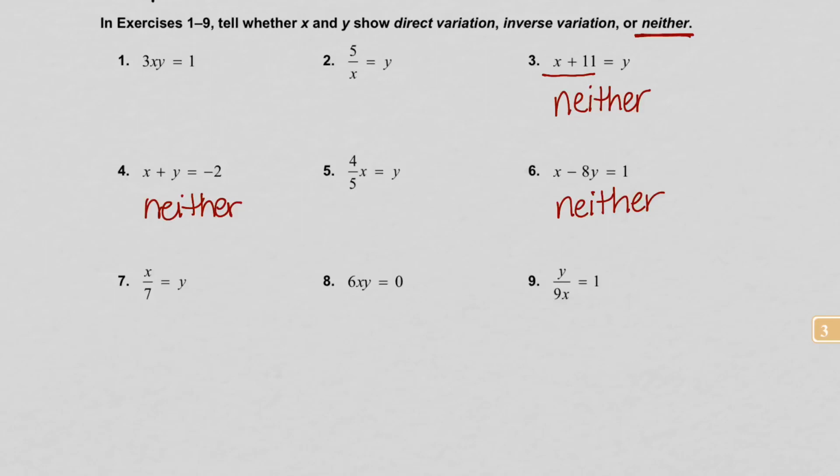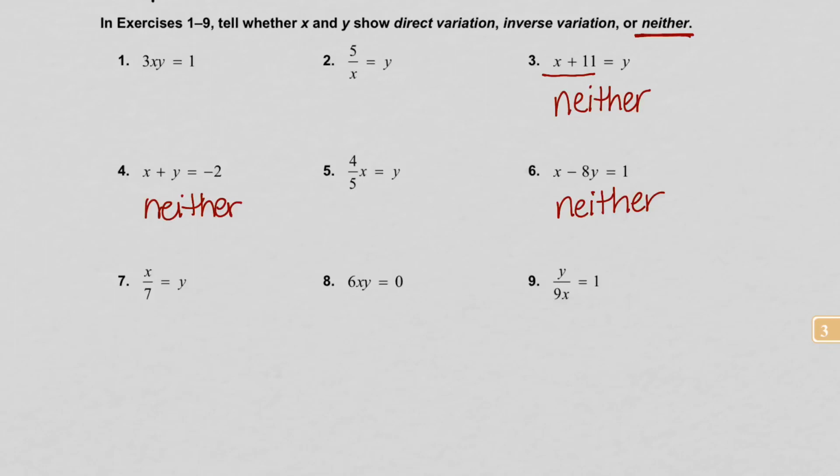But now let's go through the rest. You can do one of two things. You can solve for the variable and see what it looks like, or solve for y and see what it looks like, because up above we wrote down both equations. I personally like to solve for the variable, but that's just me.